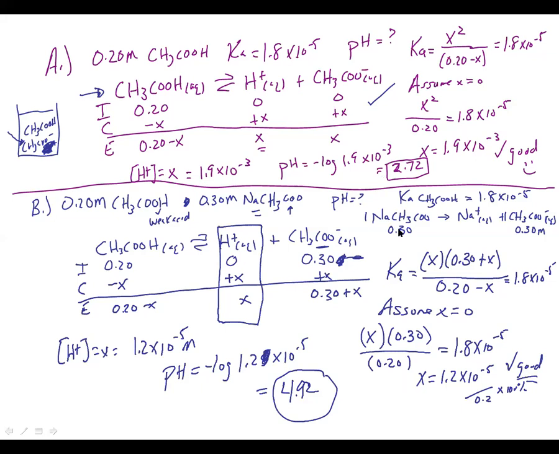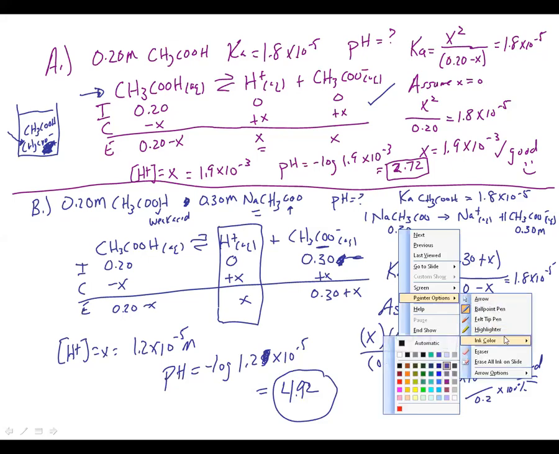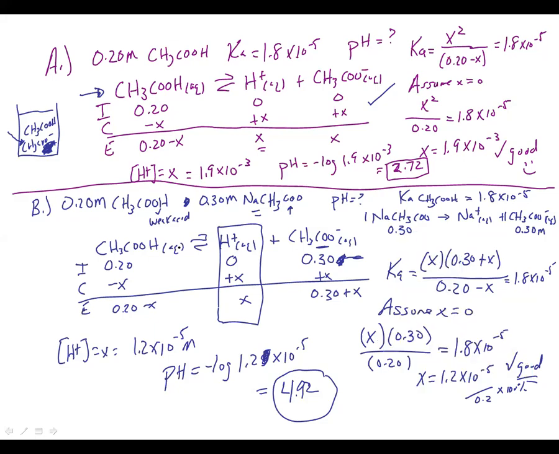We also see that the presence of the common ion suppressed the dissociation of that weak acid. So in part A, no common ion, we had a pH of 2.72. With the common ion present here, which caused ultimately a shift in the equilibrium to the left based on Le Chatelier's principle, we actually had less H plus present.